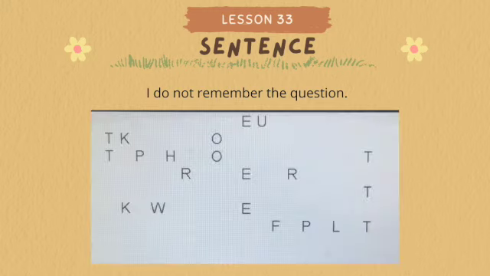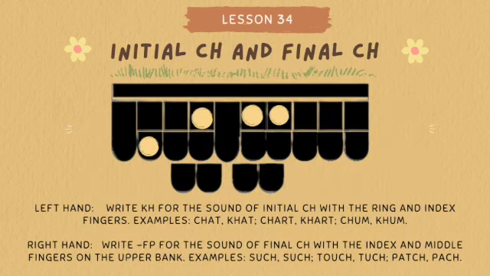There you have it. This is how you write the sentence. I do not remember. That's initial R, vowel E, final R. So that is an arbitrary or brief, right? Then question, initial KW, and then vowel E. So that's another brief. And that's it for lesson 33. Let's proceed to lesson 34.